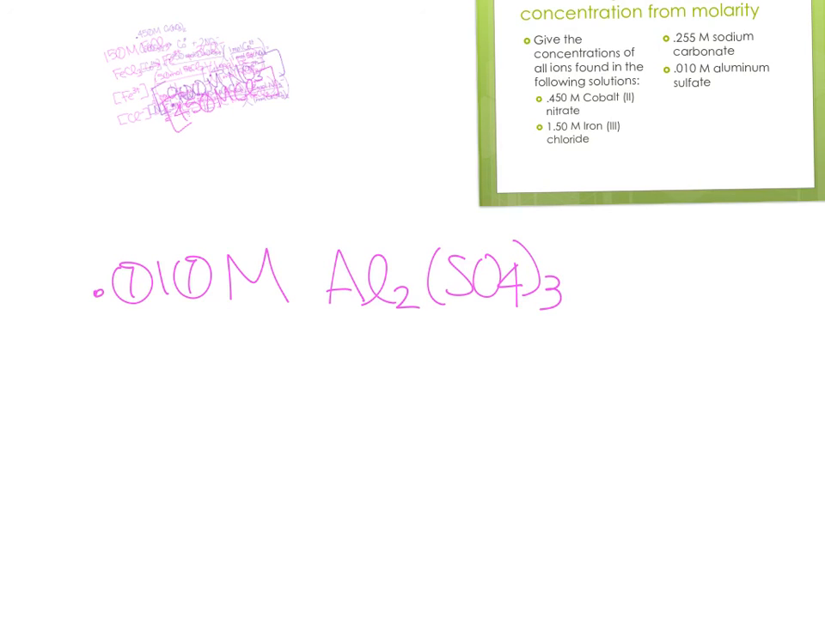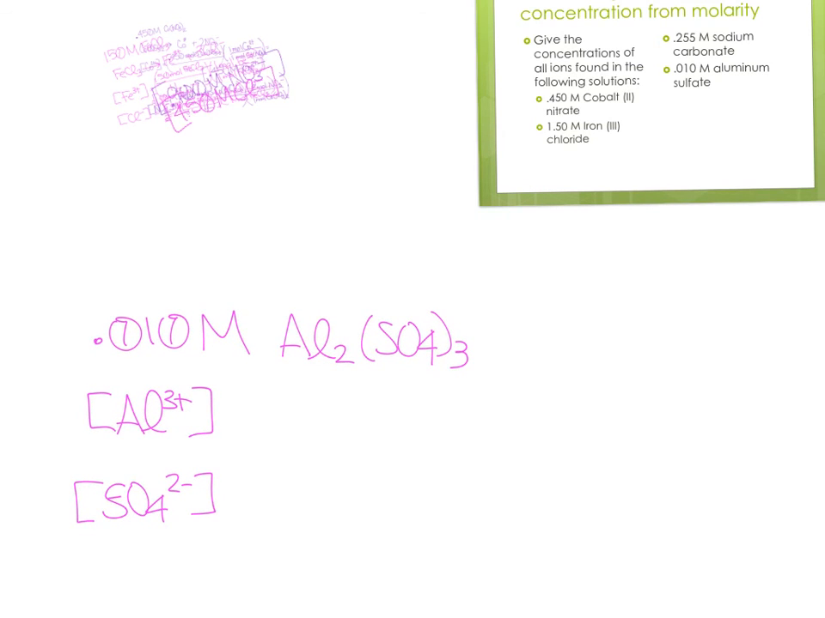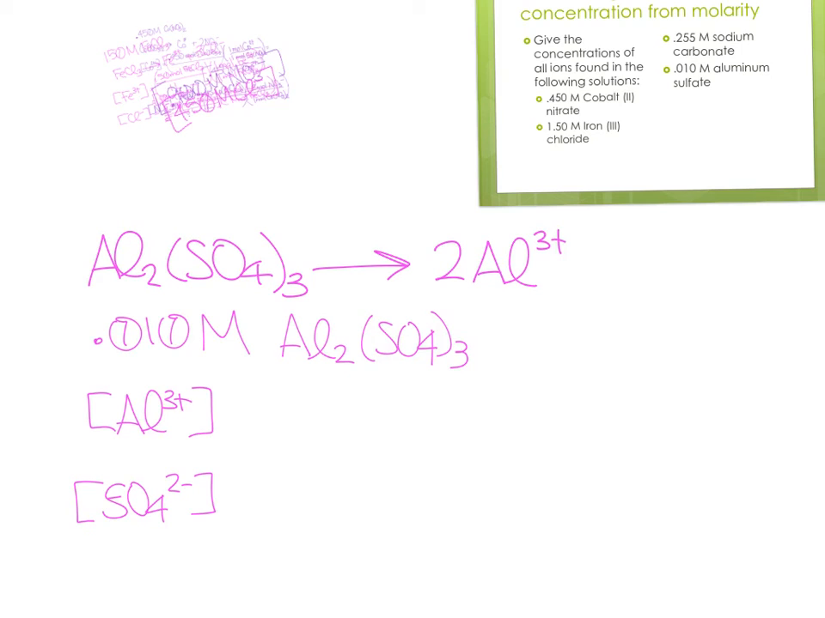All right, so when we do this, I need the concentration of aluminum ions, and I want the concentration of sulfate ions. In order to figure this out, what's the first thing I probably ought to do? I probably ought to write out my little dissociation thing, right? Different from dissolution. We call it dissociation when it's ionic substances. So we have 2Al3+ and 3SO4 2-.